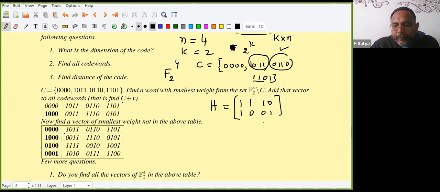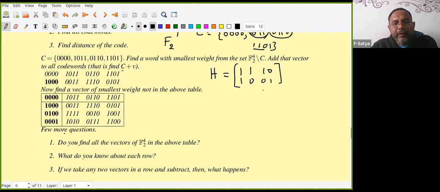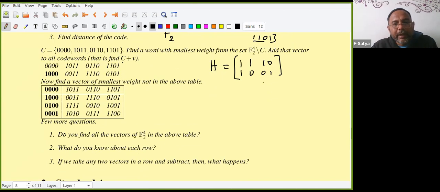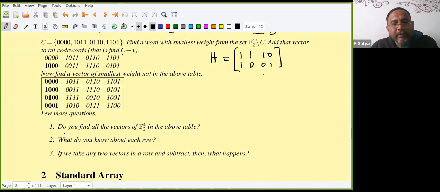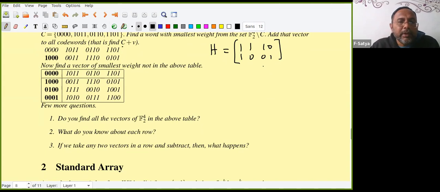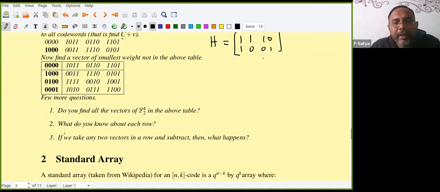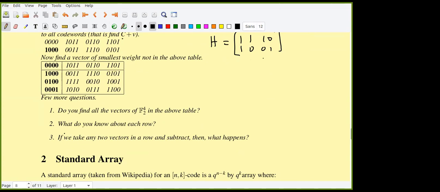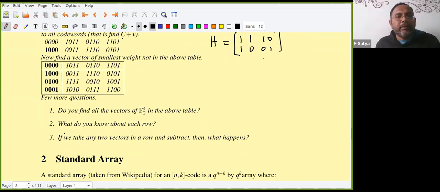Do you find all the vectors in F2 power 4 in the above table? Yes. What do you know about each row? It is a coset. You understand? If you take any two vectors in a row and subtract, what happens? Can you say that? I get a code word in C. Are you sure? If I take any two vectors here, why are they in C?